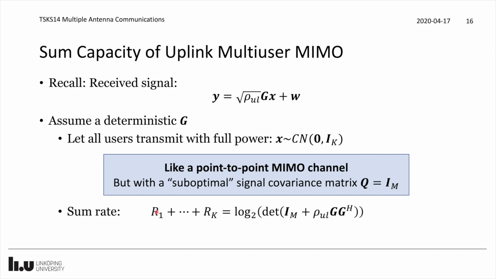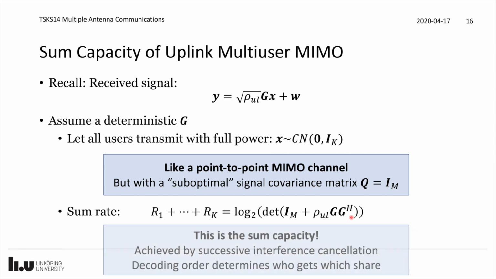And one can show that the sum rate of a point-to-point MIMO channel when using this signal covariance matrix is like this. We sum up the rates of different users, and then we get the log2 of the determinant of an identity matrix, which is the one in the log expression, plus the SNR, and then we have the G times G Hermitian term. So this is the channel matrix that is appearing here. And this is actually the sum capacity of an uplink multiuser MIMO system, and we achieve it in the same way as we have exemplified earlier, successive interference cancellation.